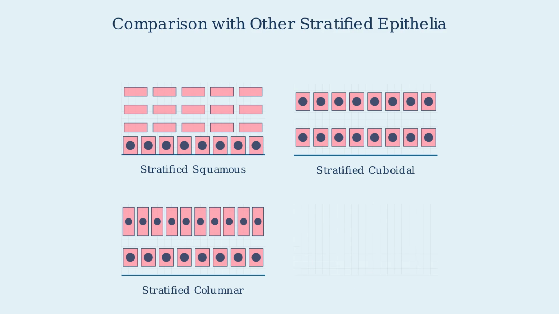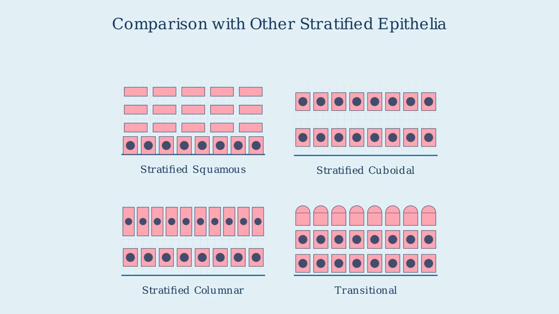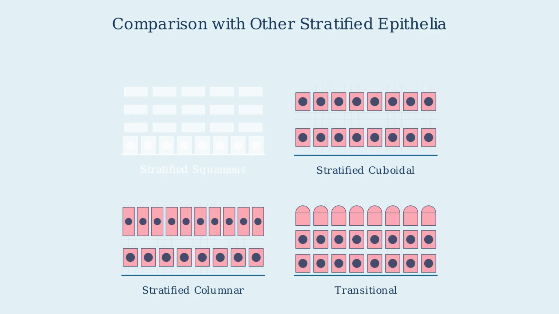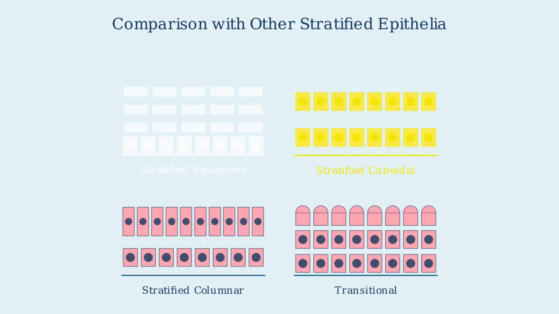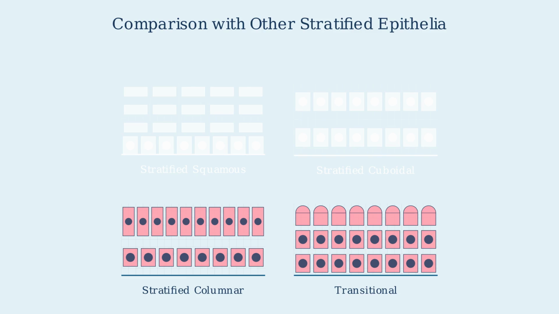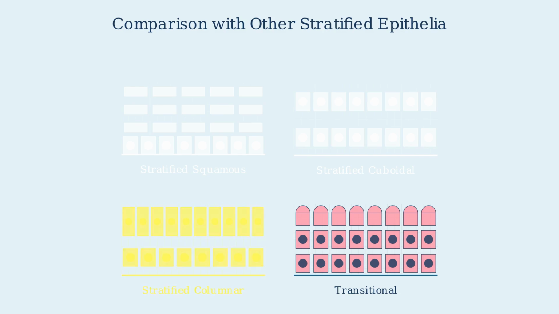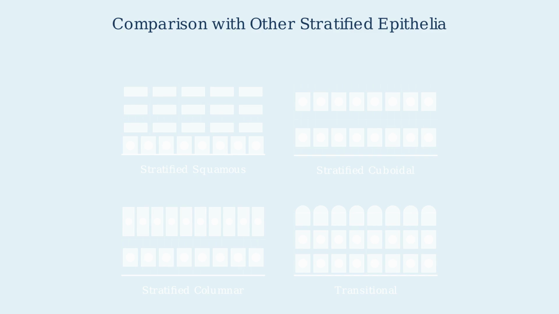When compared to other stratified epithelia, including squamous, columnar, and transitional types, stratified cuboidal epithelium stands out for its rarity. Let's compare the four main types of stratified epithelium. Stratified squamous epithelium is found in areas subject to abrasion, such as the skin. Stratified cuboidal epithelium is relatively rare, mostly found in sweat glands, mammary glands, and salivary ducts. Stratified columnar epithelium appears in parts of the male urethra and large ducts of some exocrine glands. Transitional epithelium is specialized for the urinary system, allowing expansion and contraction.